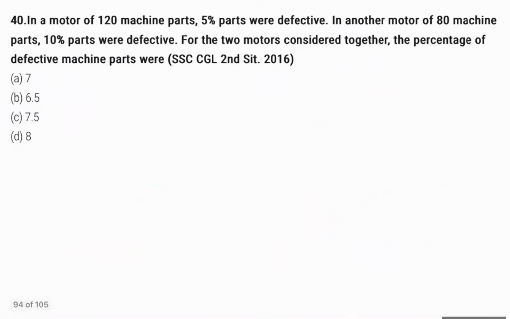Last question, number 40. A motor has 120 machine parts, of which 5% are defective. In another motor, 80 machine parts, of which 10% were defective. For the two motors considered together, what is the percentage of defective machine parts?